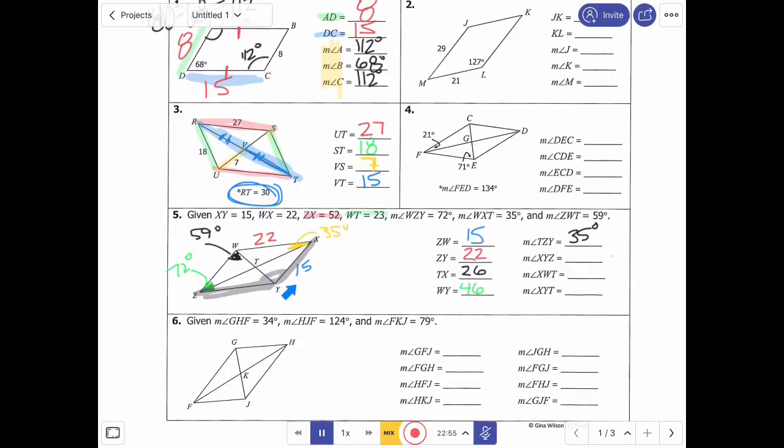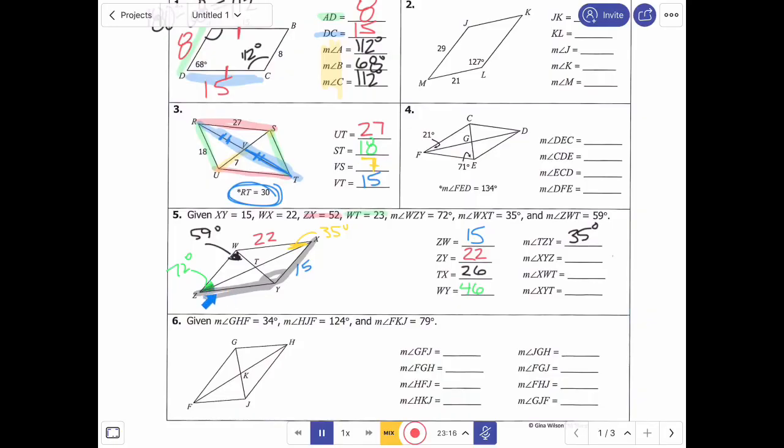But I don't know if these two angles right next to each other are congruent. It doesn't say that the diagonals are angle bisectors. It just says that they bisect each other. So if you're thinking, oh, if this is 59, then that also has to be 59, not quite, okay?